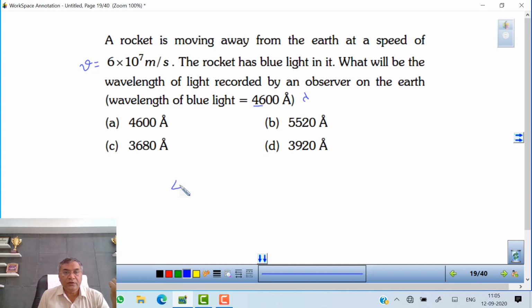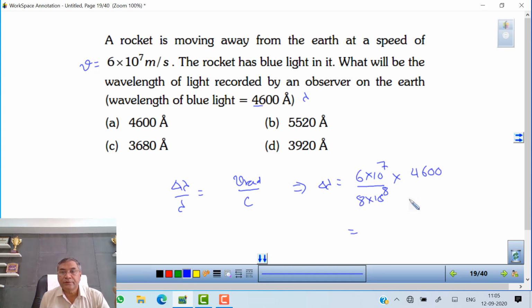So what is your formula? Delta lambda upon lambda is equal to V radial upon C. If it is going away, then V is positive. If it is toward, then it is negative. So we can calculate delta lambda is equal to V radial. V radial is equal to 6 into 10 raised to 7 divided by C, the velocity of light, 10 raised to 8, into wavelength is 4600 angstrom.